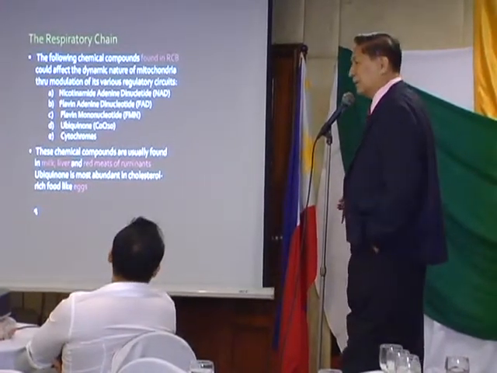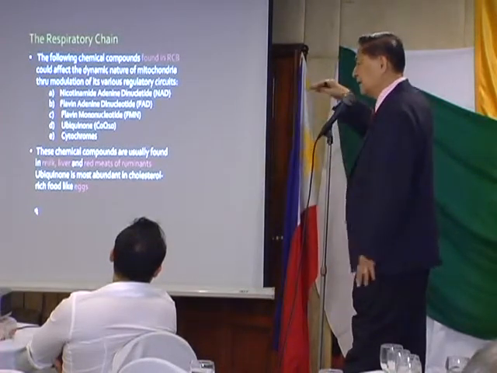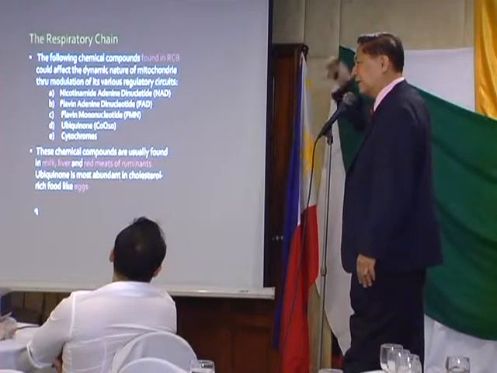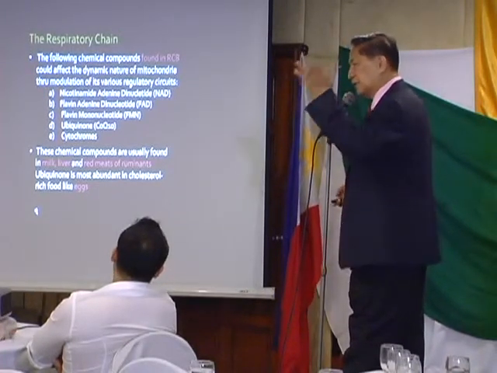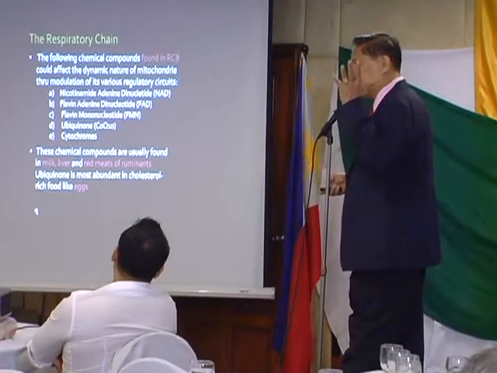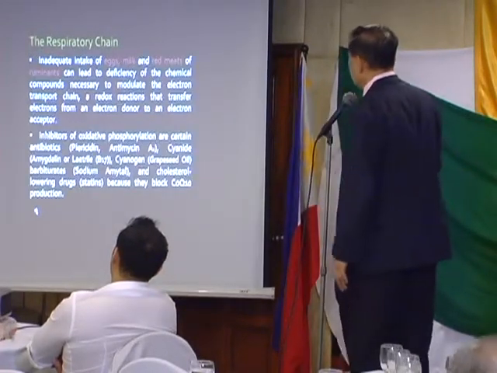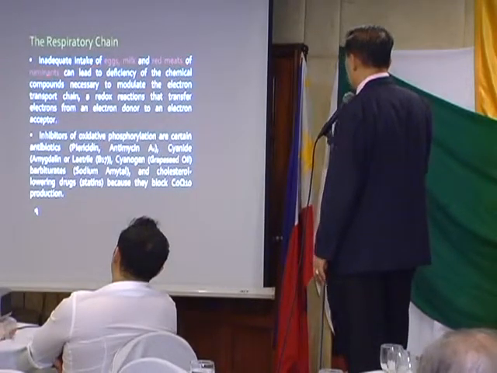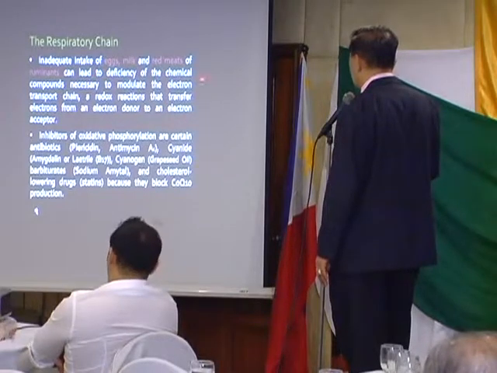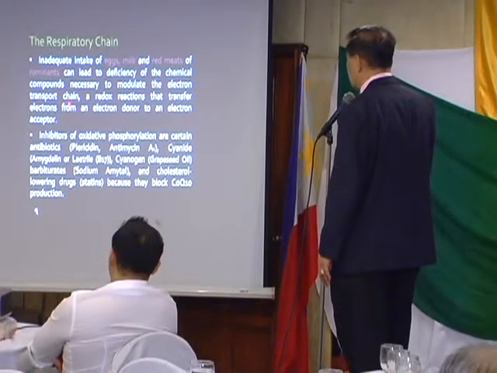But since everybody is rebelling against cholesterol-rich food, there is a problem in the Krebs cycle and electron transport. It does not work anymore. It cannot help. So the result, you get a lot of diseases. You cannot control diseases, you get a lot of cancer. Inadequate intake of eggs, milk, and red meats of ruminants can lead to deficiency of the chemical compounds necessary to modulate the electron transport chain.